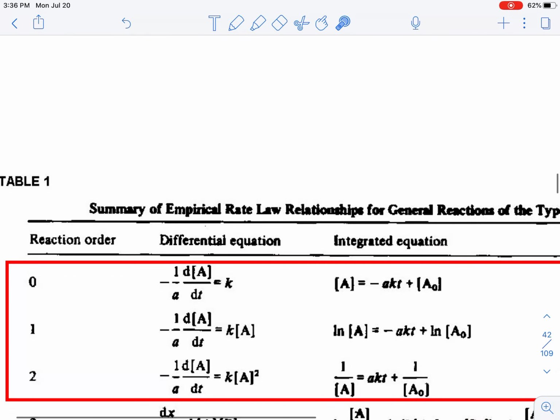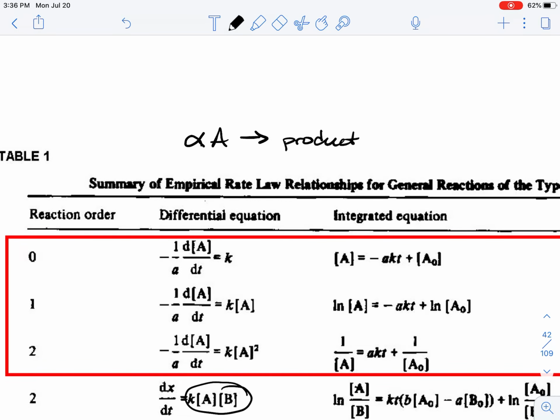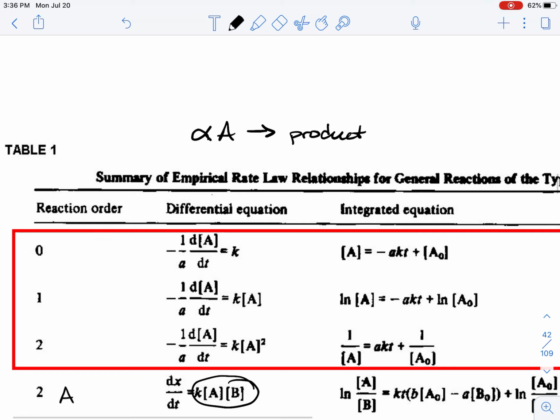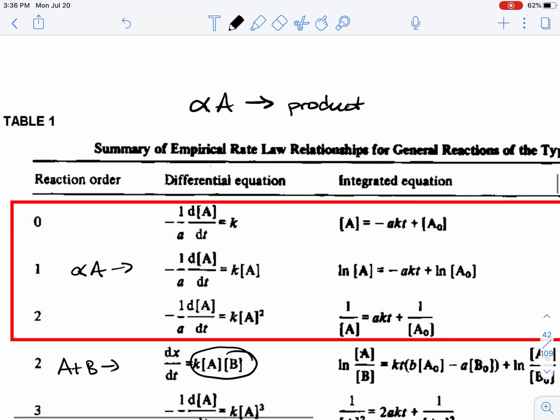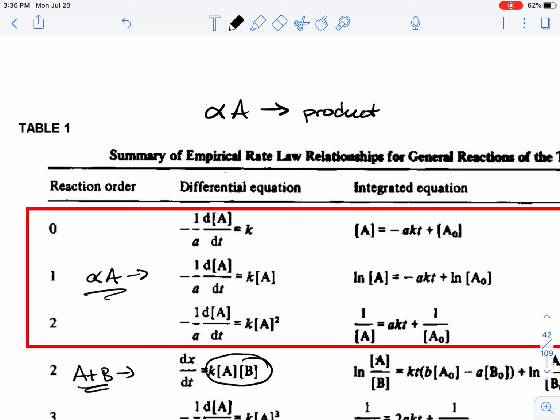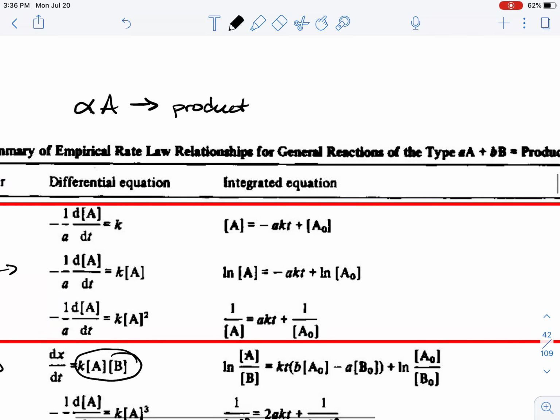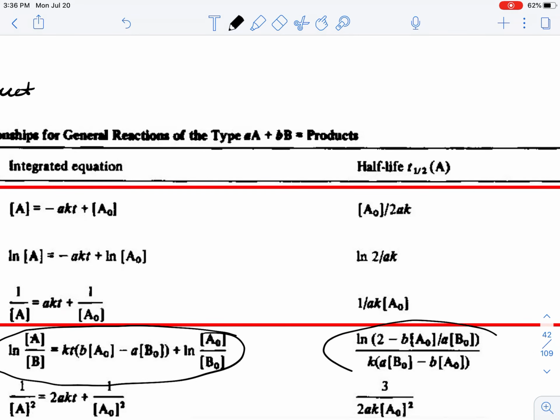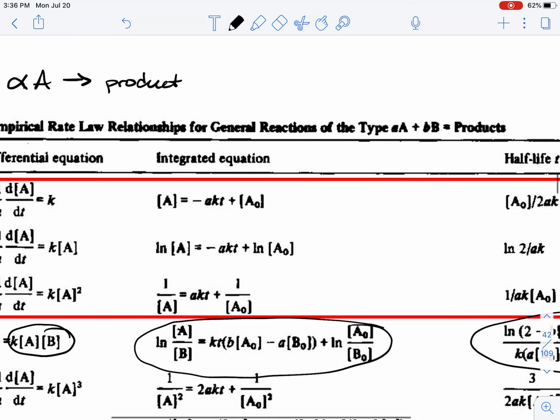And so the main reason why we're only looking at one reactant to produce some product is because if we, for instance, have two reactants, so in other words, if we have A plus B to produce products, so I'll just put in alpha A to produce products. Okay, so this is the overall chemical equation we're describing. Look at the integrated rate equation. It becomes much, much more complex. And if you look at the half-life, it also becomes much, much more complex.